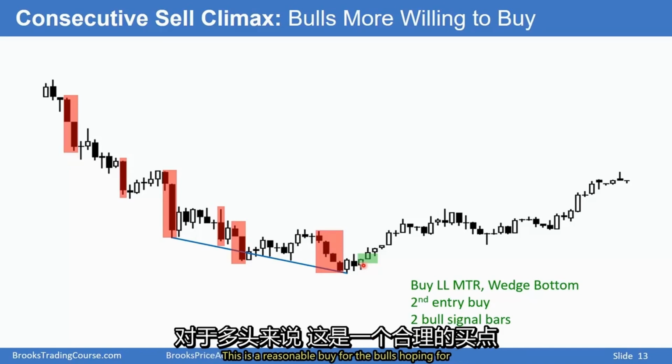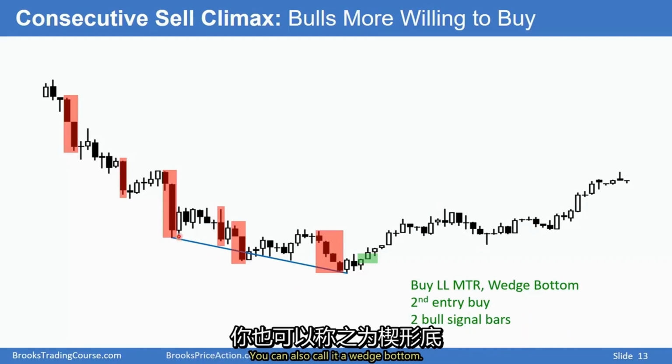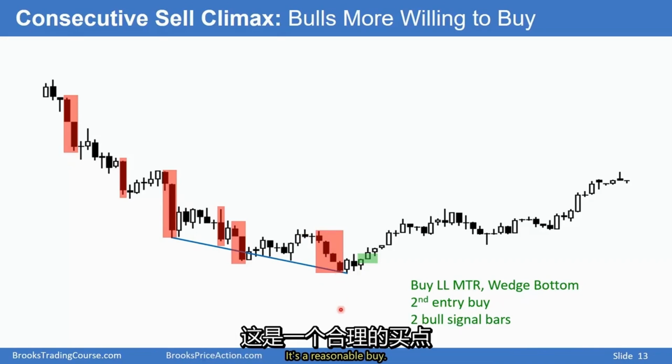This is a reasonable buy for the bulls, hoping for at least a test of this high, maybe a couple legs up. You can also call it a wedge bottom. We have a breakout, pullback, second push, pullback, third push. It's a reasonable buy.